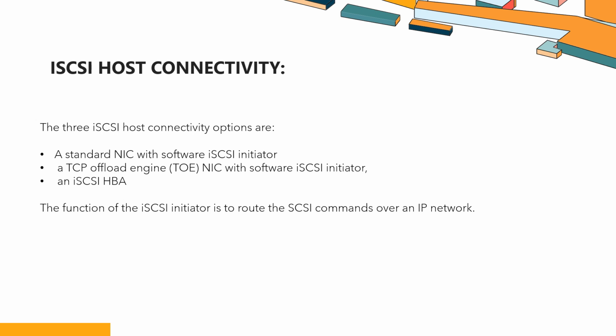iSCSI host connectivity. The three iSCSI host connectivity options are a standard NIC with a software iSCSI initiator, a TCP offload engine NIC with a software iSCSI initiator, and an iSCSI HBA. The function of the iSCSI initiator is to route the SCSI commands over an IP network. A standard NIC with a software iSCSI initiator is the simplest and least expensive connectivity option. It is easy to implement because most servers come with at least one and in many cases two embedded NICs.